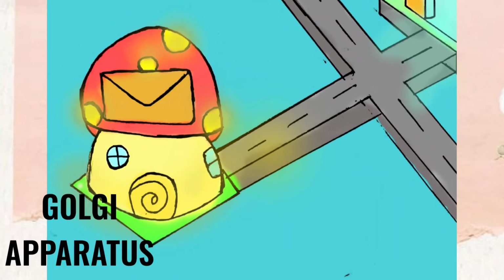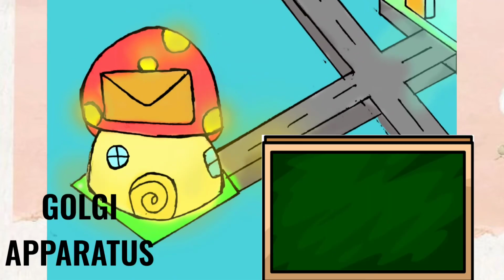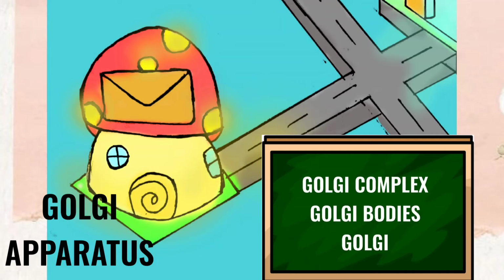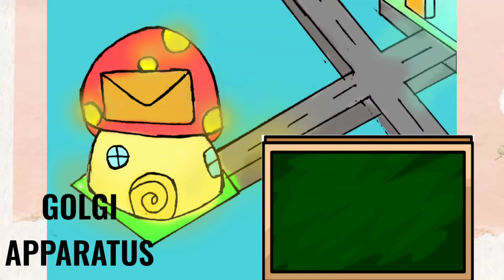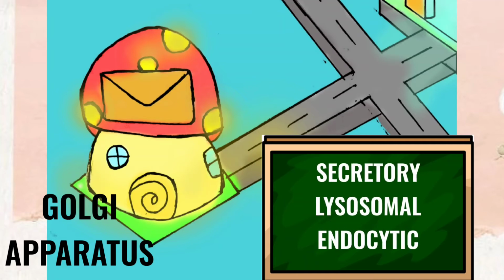The next one is the Golgi apparatus, or the post office. The Golgi apparatus is an organelle found in most eukaryotic cells. It is also known as the Golgi complex, Golgi body, or simply the Golgi. It packages proteins into membrane-bound vesicles inside the cell before they are delivered to their destination, and it is part of the endomembrane system in the cytoplasm. It's located where the secretory, lysosomal, and endocytic routes meet.